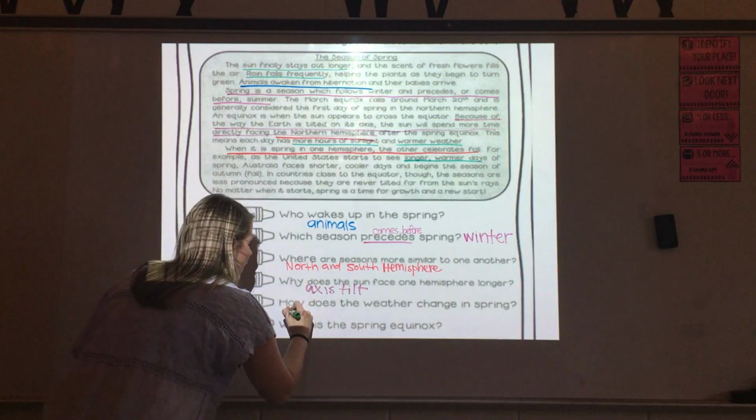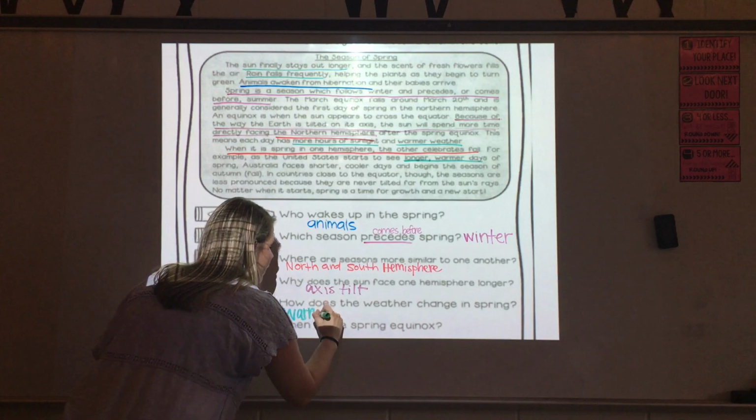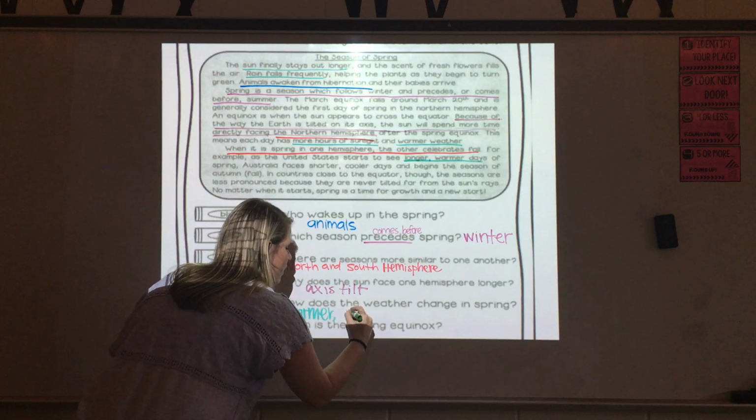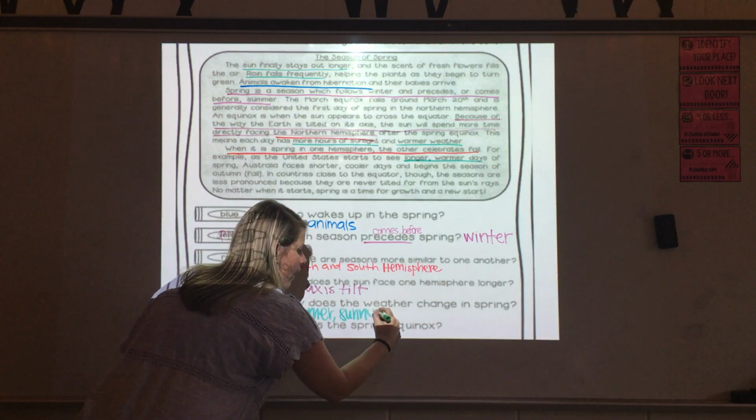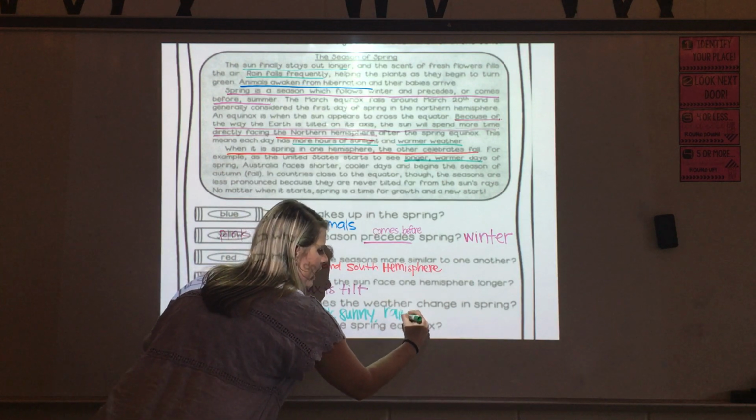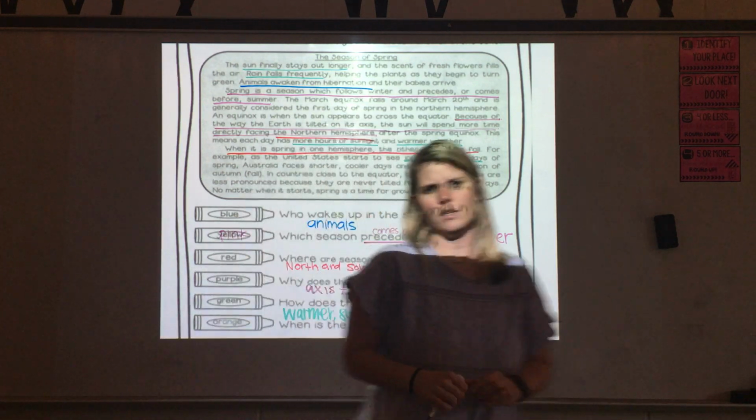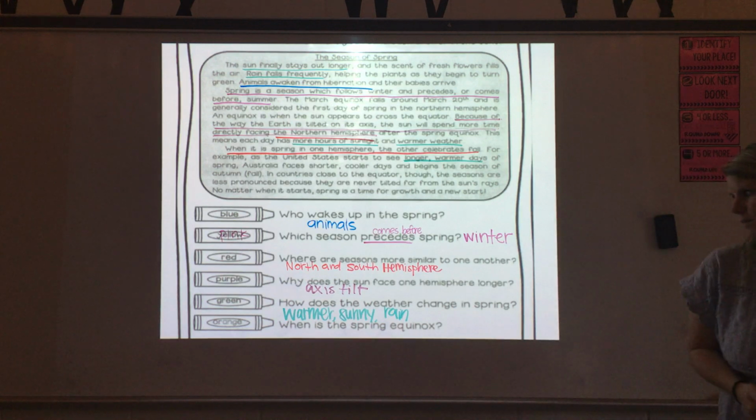So we could write warmer, sunny, and we could have something to do with rain on there too, how it rains frequently. So those are some different ways that the weather changes.